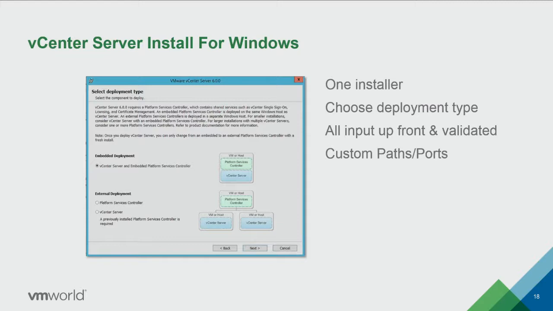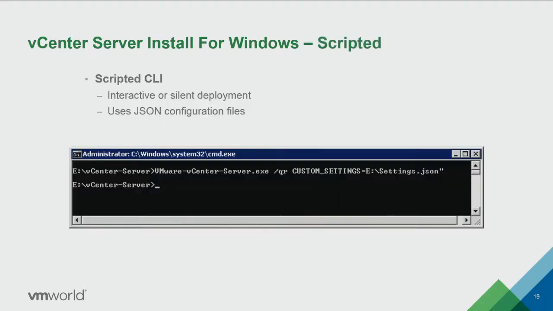And then you can choose custom paths and ports even for the embedded deployment or the external deployment. In the past, you couldn't do that. In the simple install, you were forced to choose the defaults, right? We also have a lot of pre-check functionality to make sure all the things that we require are there. That's a very important thing here. And last but not least, we have a scripted install, where you can use a JSON file as a configuration file for an automated install. This can be used for either interactive or a silent deployment.